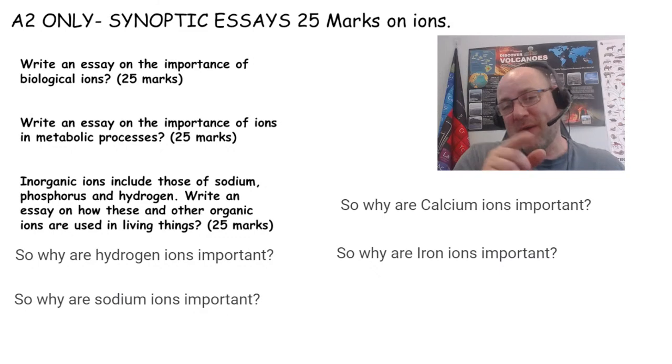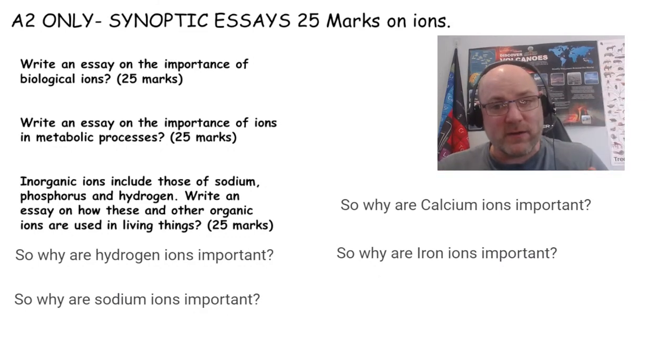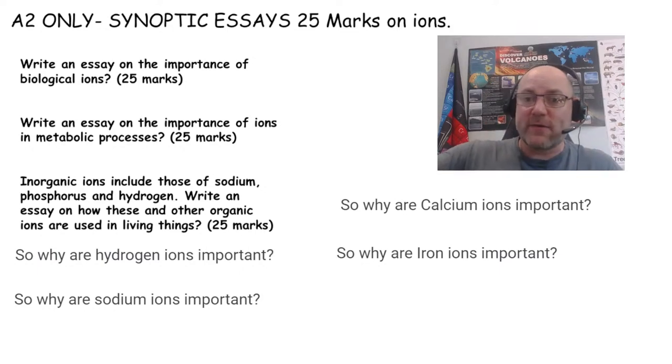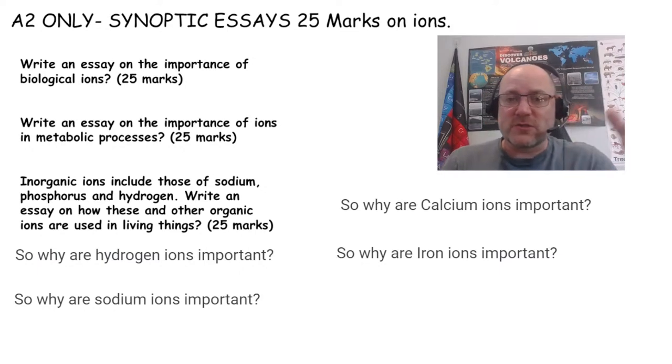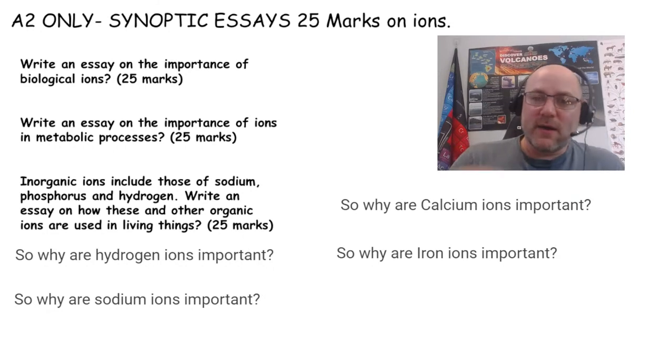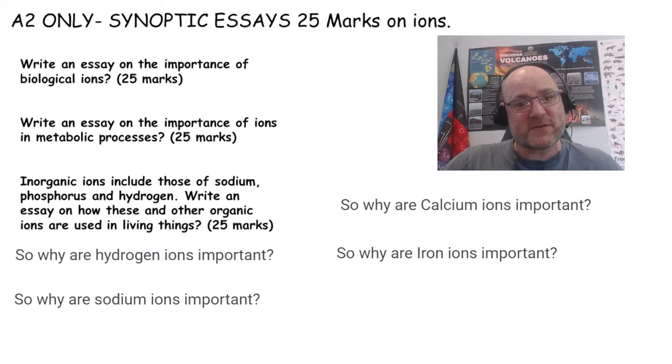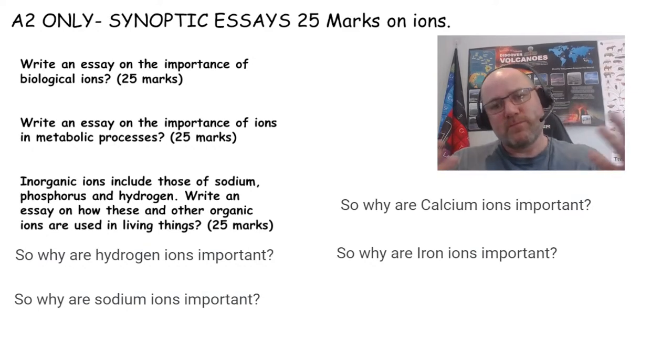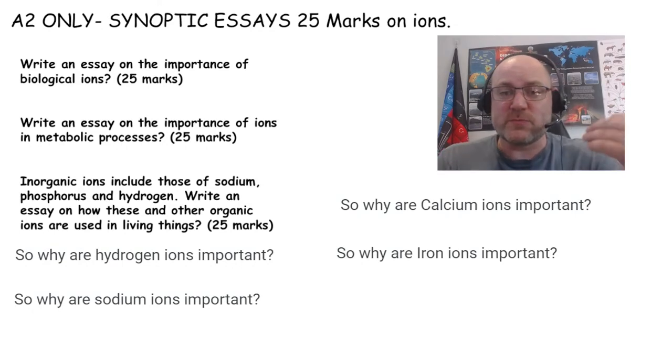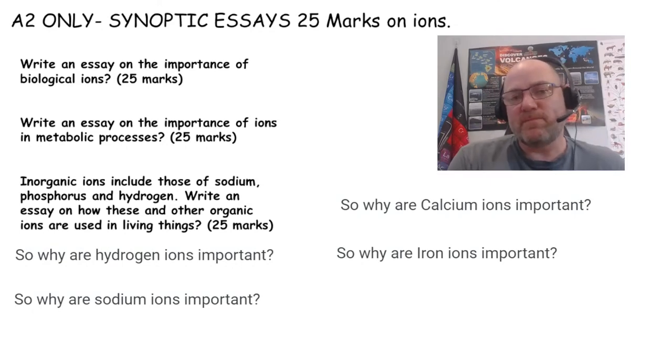Guess what? If you include one of those paragraphs in your 25 mark essay and it's relevant, i.e. don't start talking about the Premier League if the question's on badminton. So if it's relevant to your question, so if it's about inorganic ions, but it's something that's found in OCR but not AQA, you can use it to get your marks, basically. That's a beyond the specification point. So that's one of the things.